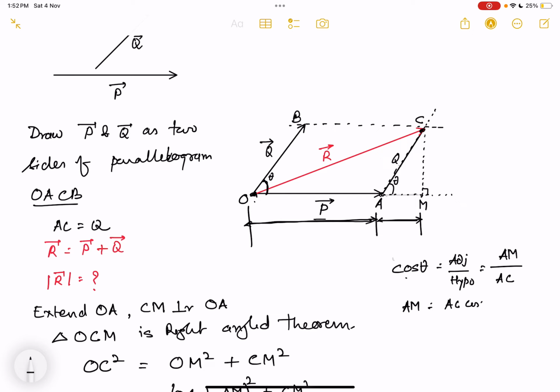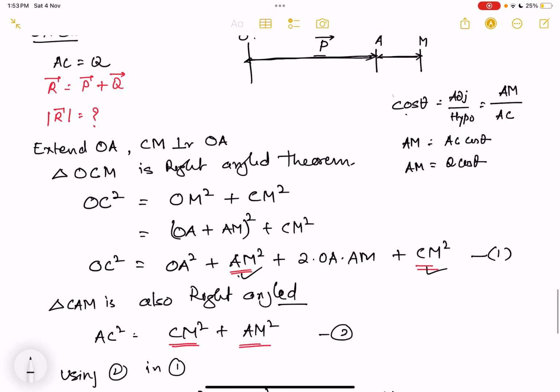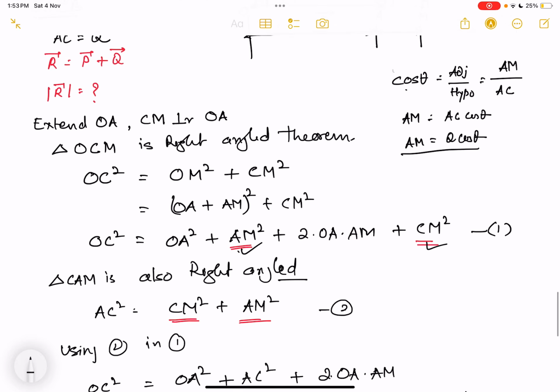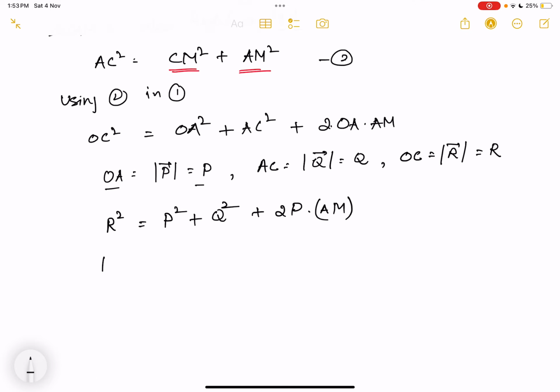AC times cos theta. But what is AC? AC is Q. So what is AM then? Q times cos theta. You understand this? So I can now use AM as Q times cos theta. So my R square is P square plus Q square plus 2P, and AM is Q times cos theta.